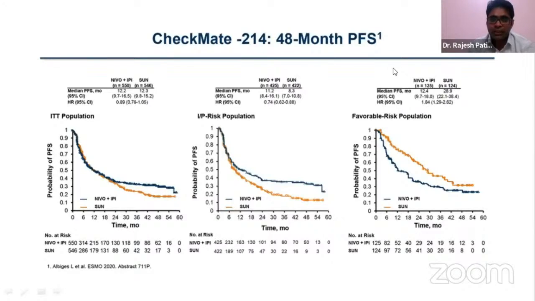And if you see the PFS, it was 11.2 months versus 8.3 months in high risk population. And in favorable risk population, it was 12.4 months versus 28.9 months. So actually IO did worse in favorable risk population, and in high risk population, it did better with a hazard ratio of 0.74.